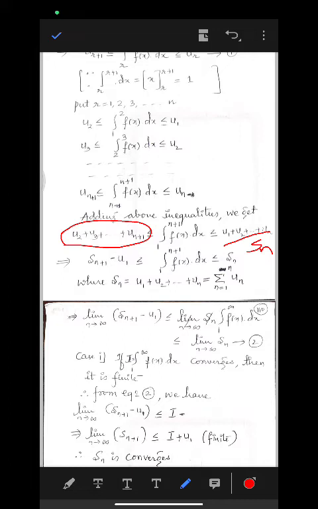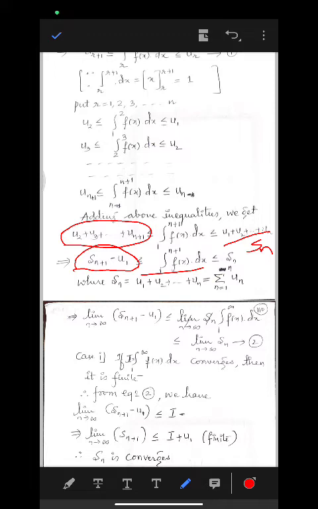Yes, u1 is missing. So therefore what can I write down? S(n+1) minus u1 I can write down, right? The (n+1)th partial sum minus the term u1, which is less than or equal to the same thing in the middle part. So what have we done up to this much? We have converted the given series in terms of the nth partial sum, right?